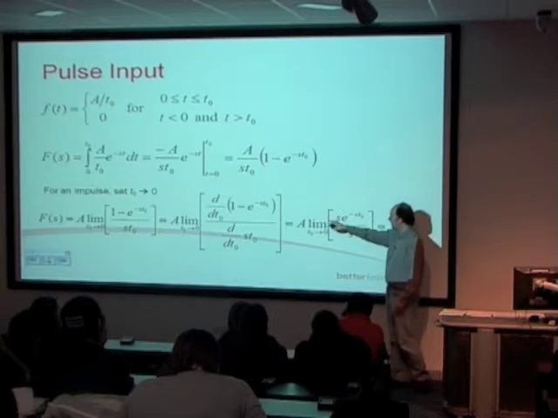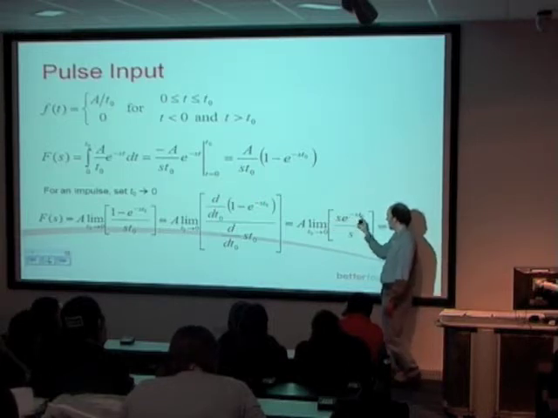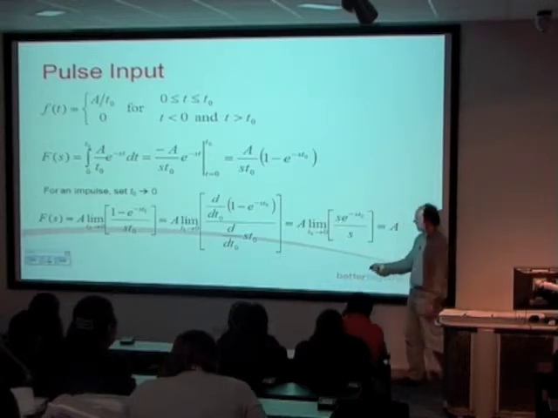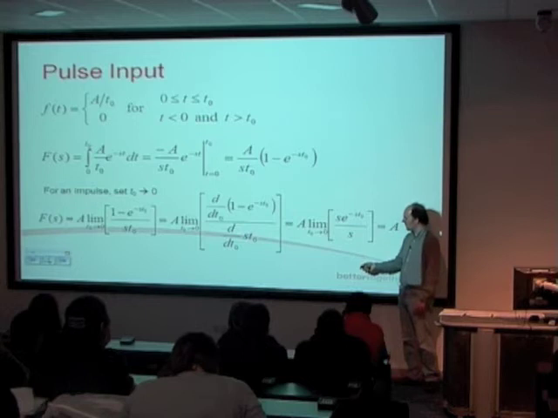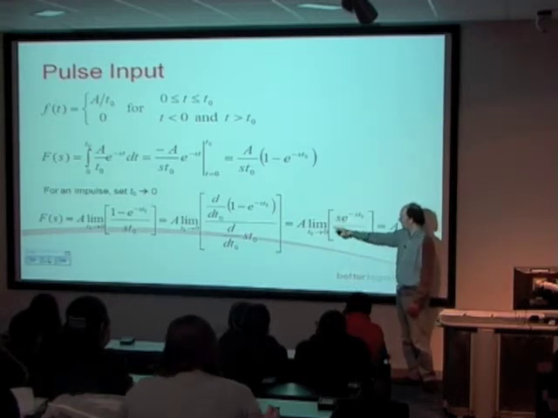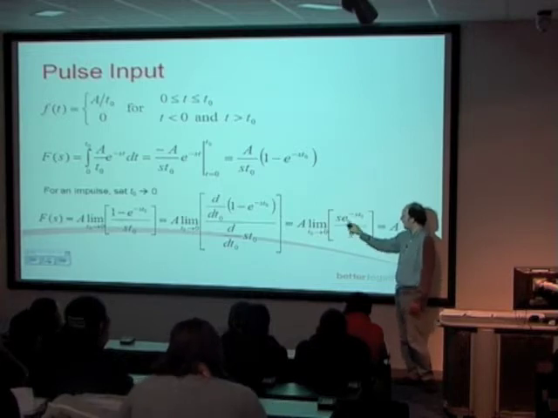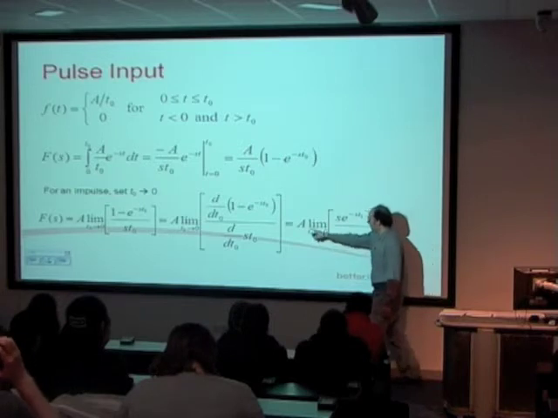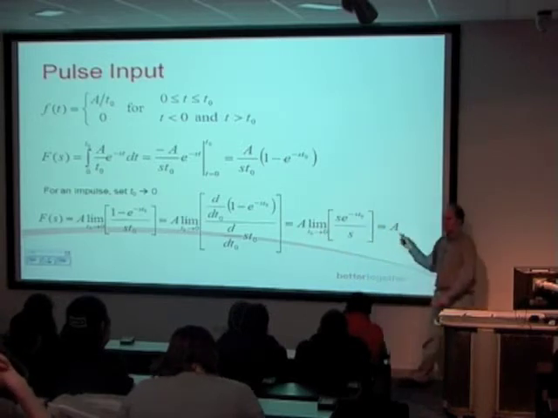So we get minus s e to the minus st, and obviously a minus is a plus. And then on the bottom, the derivative of this with respect to t is going to be just s. The s's cancel, and so we've got the limit as t goes to 0 of e to the minus st. If we stick 0 in here, then obviously that term turns into 1, and so you just got a multiplied by 1, which is a.